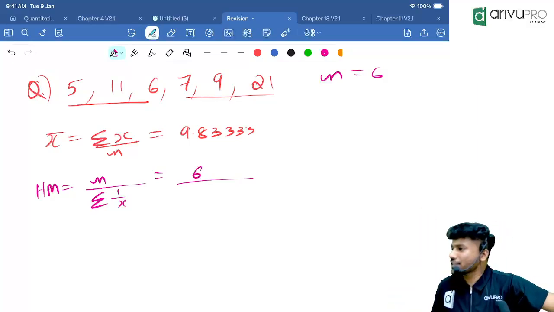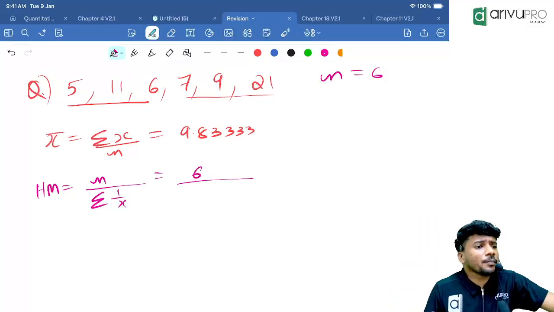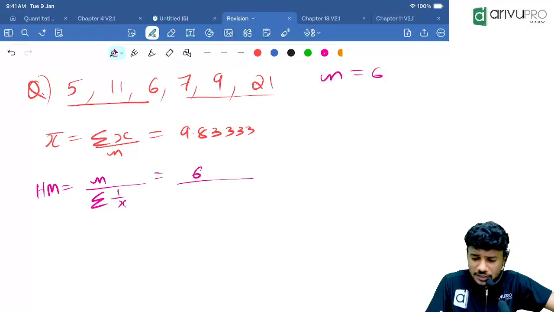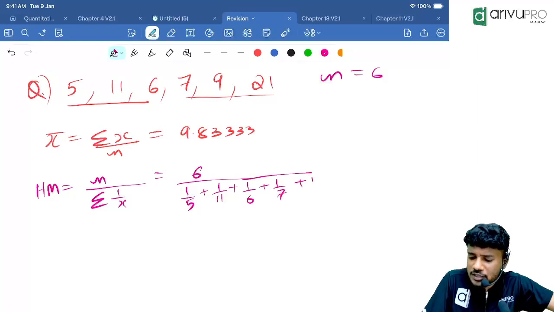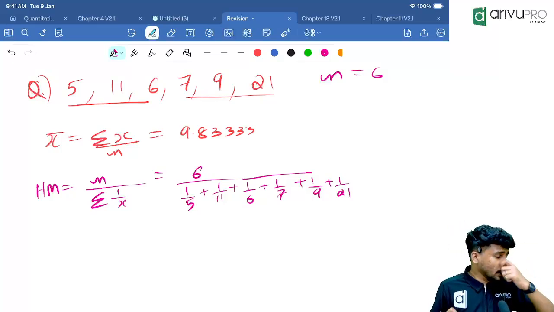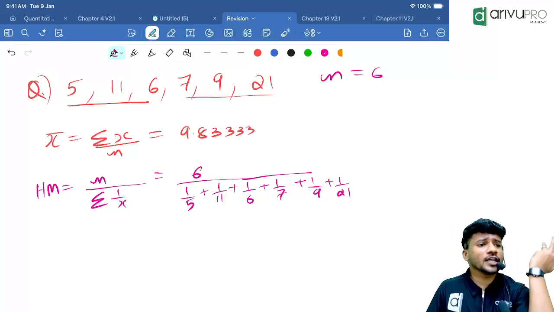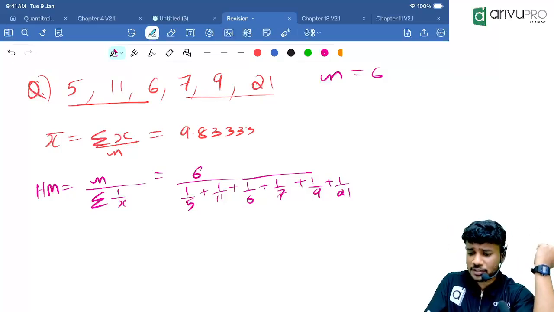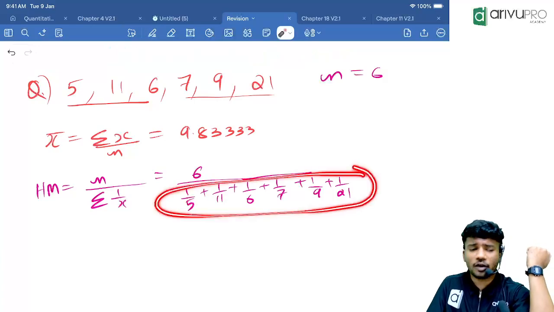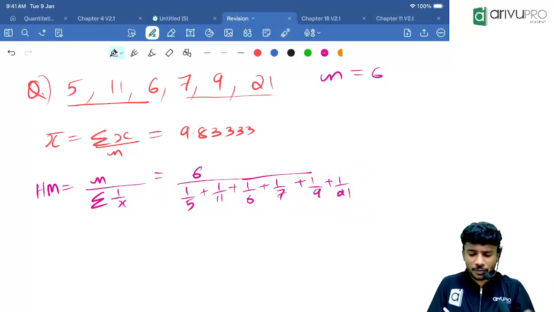Yes. So 6 divided by summation of 1 by x. That is nothing but 1 by 5 plus 1 by 11 plus 1 by 6 plus 1 by 7 plus 1 by 9 plus 1 by 21. Now, if you ask me how can I use memory calculation to get the answer? First, I will find the entire denominator. How to find the entire denominator?